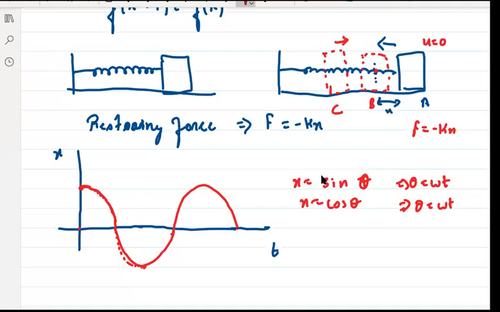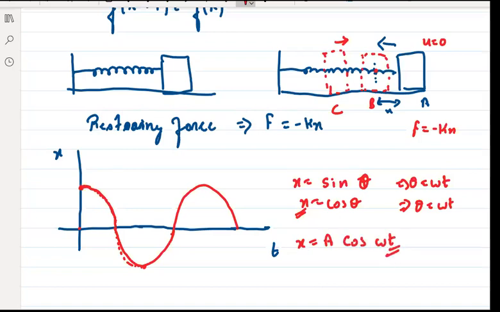Yes, very good, Anisha. So it will be cos, because at t equal to zero, theta is equal to omega t, which is zero, and the amplitude is maximum. So it is cos. So I can write this equation as x is equal to A cos omega t.